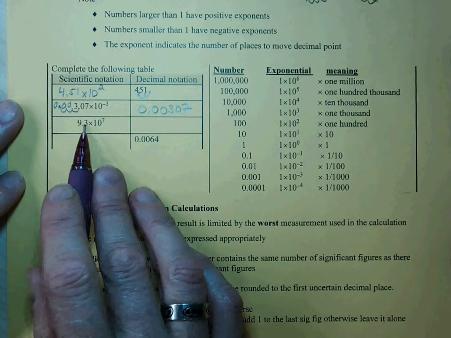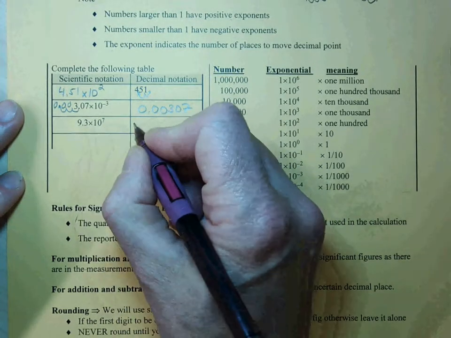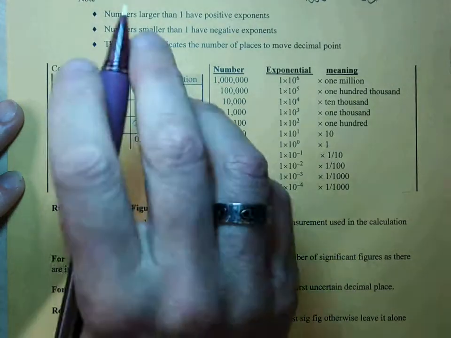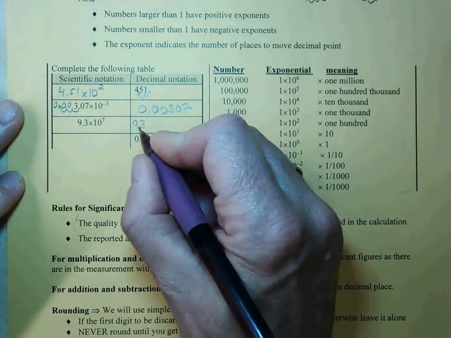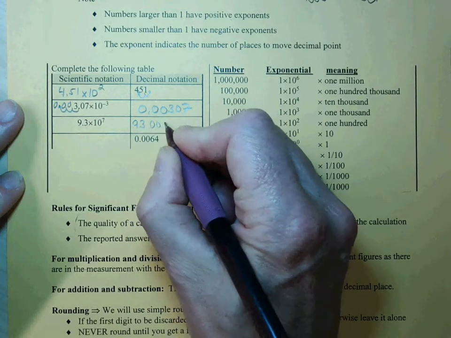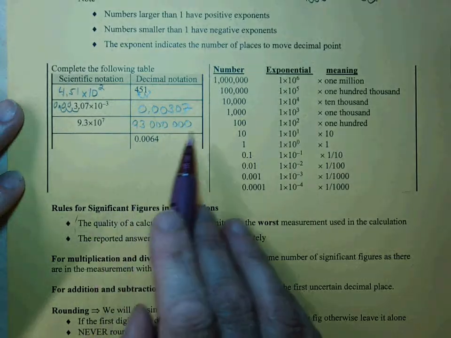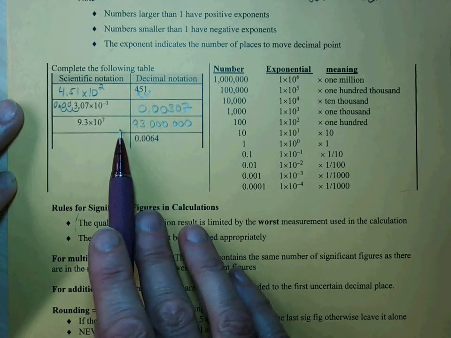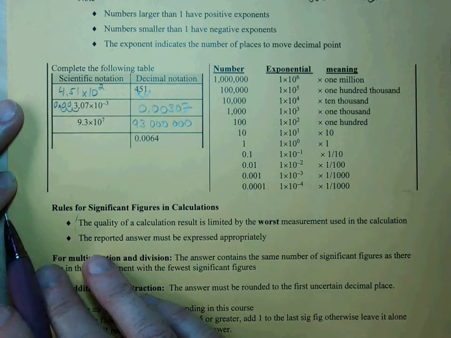93 million, or 9.3 times 10 to the 7th. If we move the decimal point 1 place, we'll have 93. We're going to be moving it to the right so that we get a number larger than 1. So that's 1, 2, 3, 4, 5, 6, 7. 93 million. If you're writing large numbers, sometimes it's easier to read if you group the zeros in groups of 3.